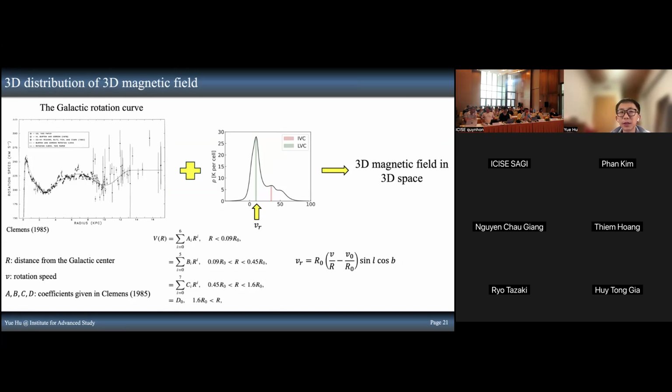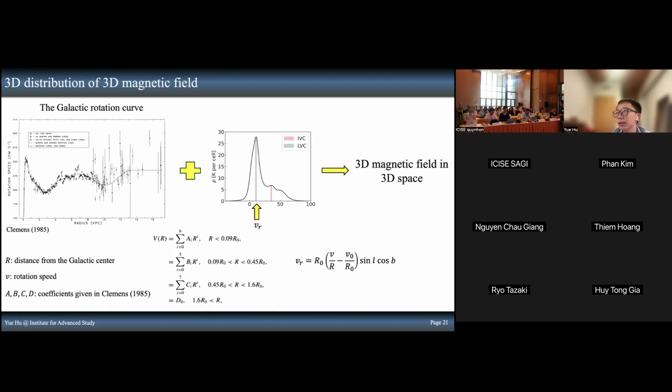If we want to use the galactic rotation curve, it is mostly just for the region around the galactic disk. If it's above the galactic disk, the accuracy of the galactic rotation curve is not so good, so it's not so accurate. So if you use this approach, it's mostly applicable to the galactic disk. Okay, so this is applicable for tracing the 3D magnetic field in the galactic disk more than in the whole.